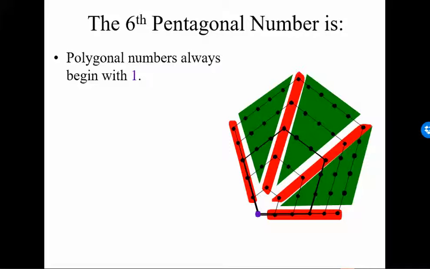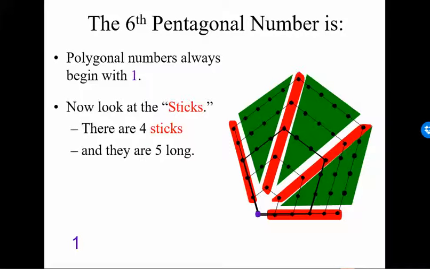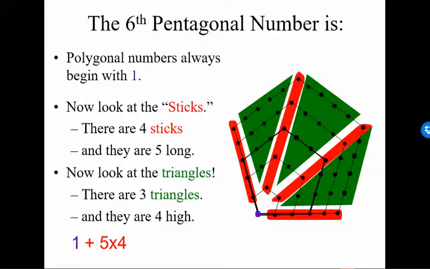We always have 1 as the first number for any polygonal number. Then we have the sticks. In this case, if it's a pentagon, we have 4 sticks. And if it's the 6th pentagonal number, they're going to be length 5. Then we have the triangular numbers, and these are 4 high. So we have 3 copies of the triangular number 4. 1 plus 20 plus 30 is 51.